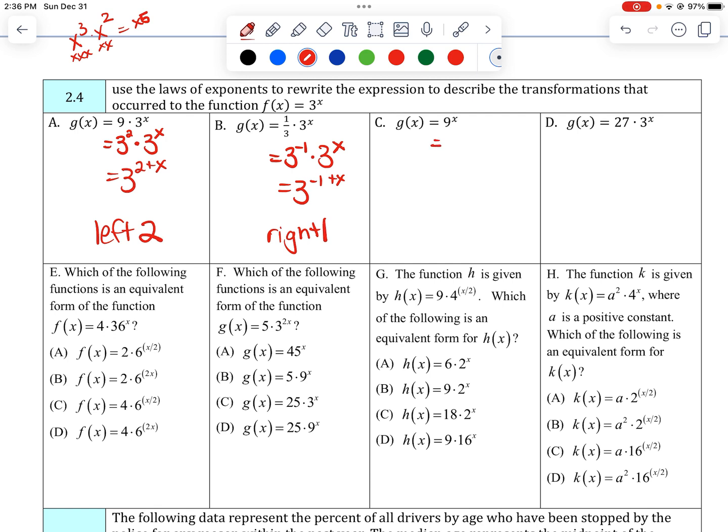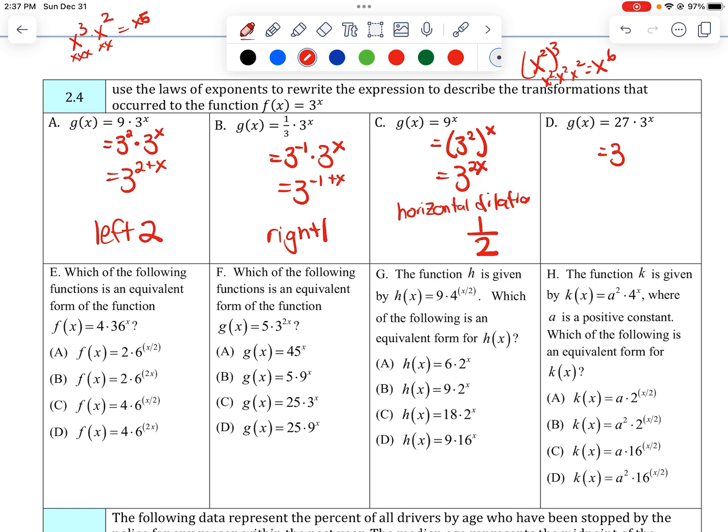Well, what would this one be? 9 to the x. Well, this is 3 squared to the x power. What is our rule for this? Well, let's see. If I had x squared to the 3rd, x squared times x squared times x squared, so that's x to the 6th, we multiply. So this is 3 to the 2x. So this is a horizontal dilation. And again, it's horizontal because it's x times that. And horizontal, it's always 1 over the value, so of 1/2.